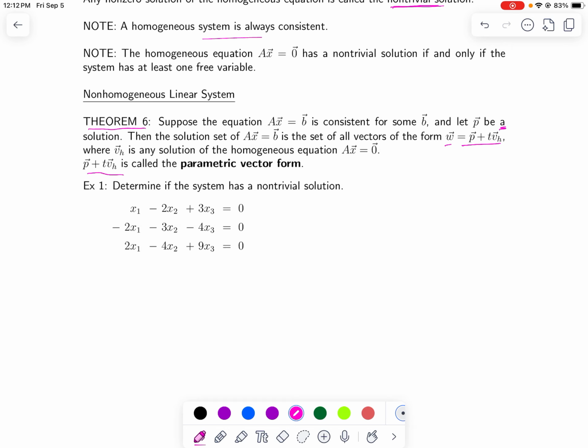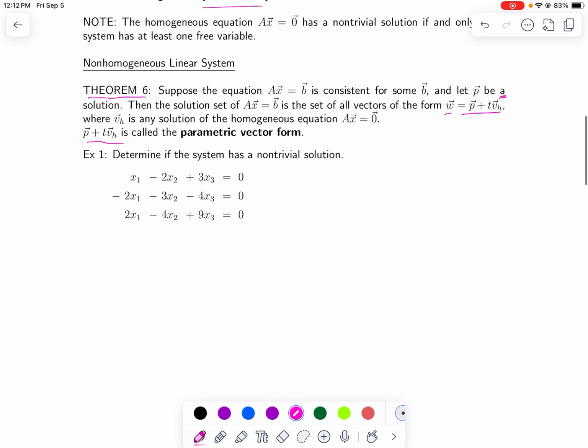So let's see how we do these problems. The first one is saying determine whether the system has a non-trivial solution or not. So basically we just have to apply row operations to the augmented matrix.